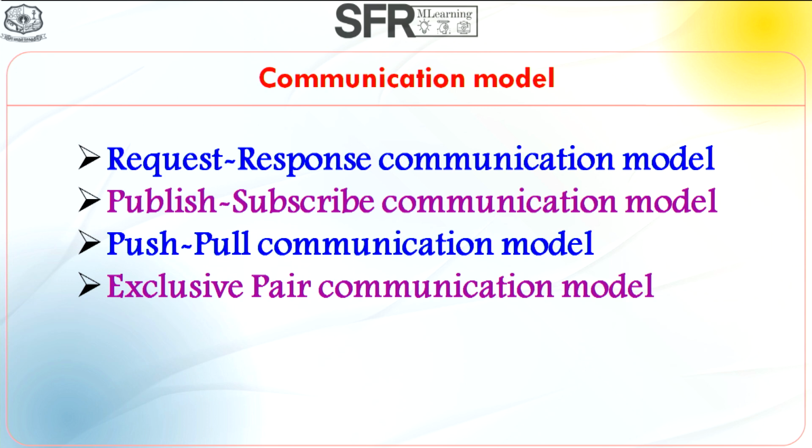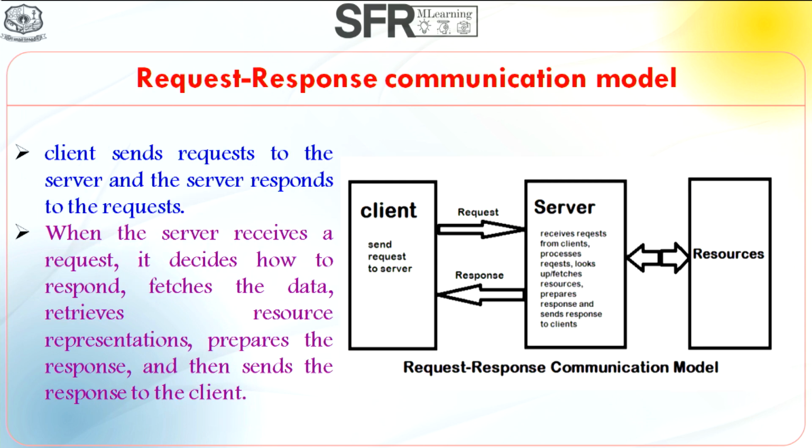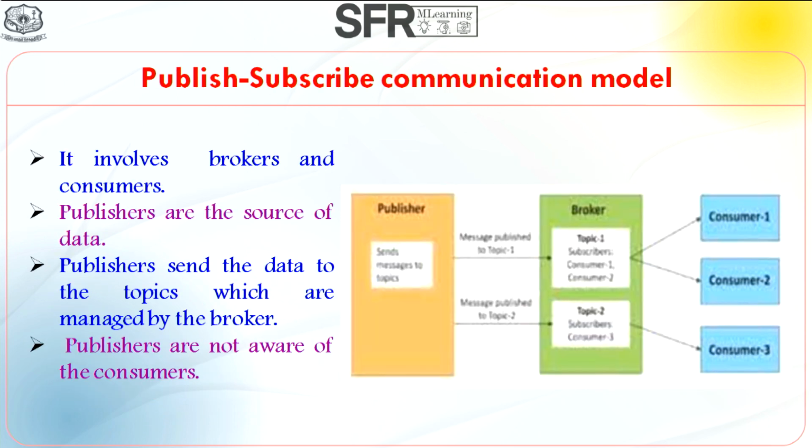Next we move on to the communication models in IoT. There are four basic communication models in IoT. They are the request-response communication model, publisher-subscriber model, push-pull model and exclusive pair model. We will see them one by one. In the request-response communication model, the client sends a request to the server and the server responds back to the request. When the server receives a request, it decides how to respond, fetches the data, retrieves the resource representation, prepares the response and sends it back to the client.